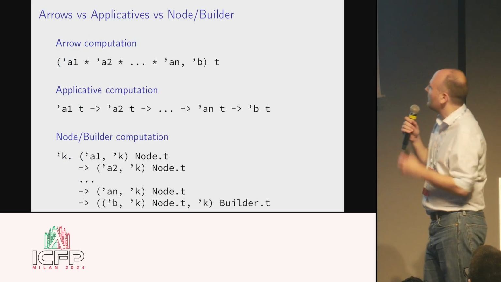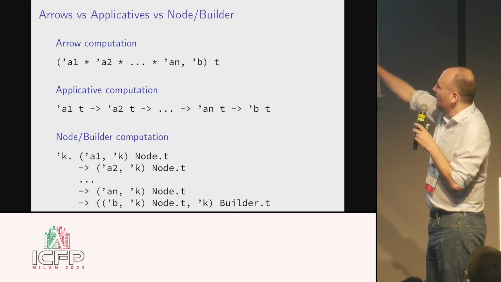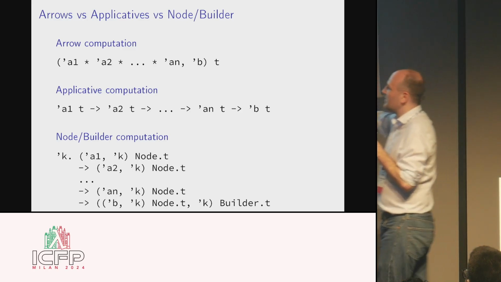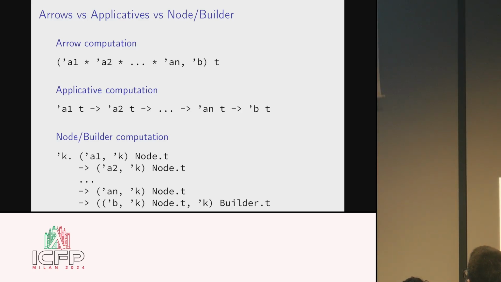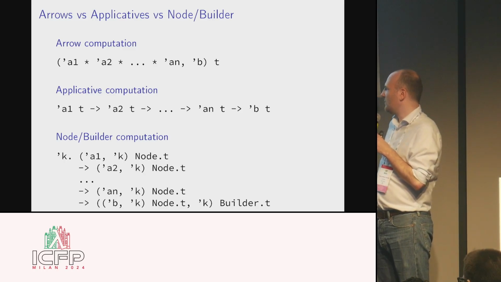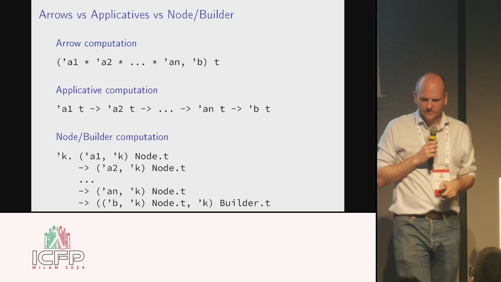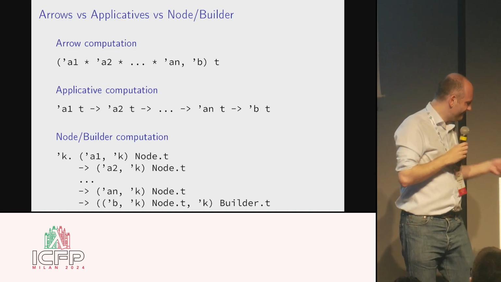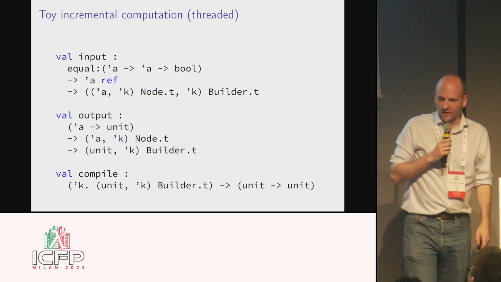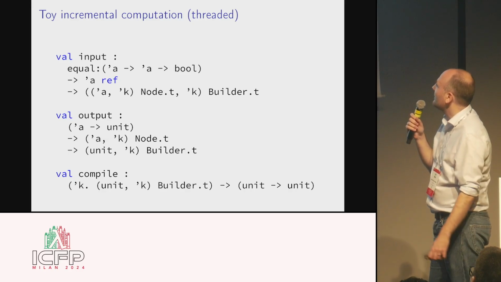So now, compared to our previous two approaches, we still have this feature that the usual arrow is how we're combining computations: taking a bunch of input computations and producing an output, but the output now lives in this Builder.t monad, unlike in the applicative version. And we can make our incremental library using this as well.